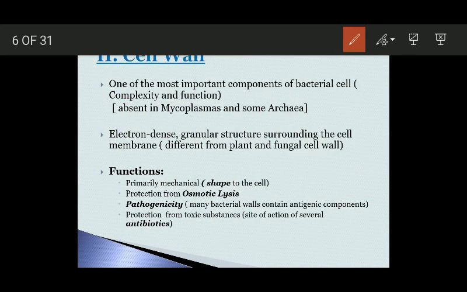Now, how does it appear? The cell wall appears as an electron dense granular structure surrounding the cell membrane, and this electron dense granular structure, I mean the cell wall in case of bacteria, is different from plant and fungal cell walls. The cell wall of fungi and plants is quite different from the cell wall of bacterial cells.